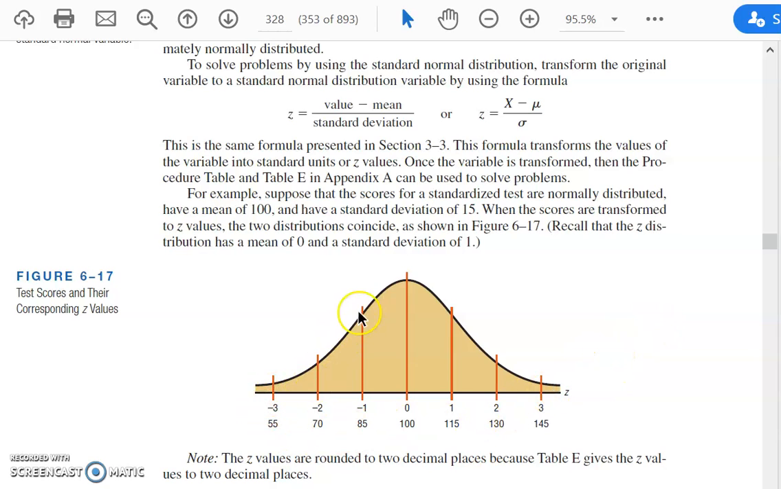But now the curve, instead of having a mu of 100, has a mu of 0. Instead of having a standard deviation of 15, it has a standard deviation of 1. So this right here is mu plus 1 standard deviation in the z values. This is the mean plus 2 standard deviations in the z variables. So the same curves correspond to z values and to the x values. The two distributions coincide. The z distribution has a mean of 0, there it is, and a standard deviation of 1.